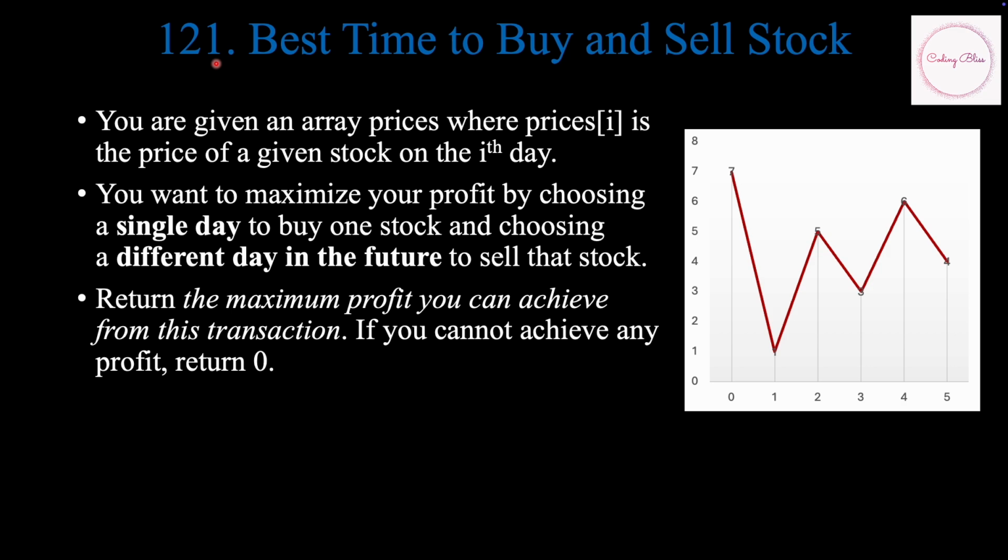So you are given an array of prices, where prices[i] is the price of a given stock on the ith day. So you can think this way, right? The 0th day or the first day this was the price, second day, third day, like that you are given. You want to maximize your profit by choosing a single day to buy one stock and choosing a different day in the future to sell that stock, and return the maximum profit you can achieve from this transaction. If you cannot achieve any profit, return 0.